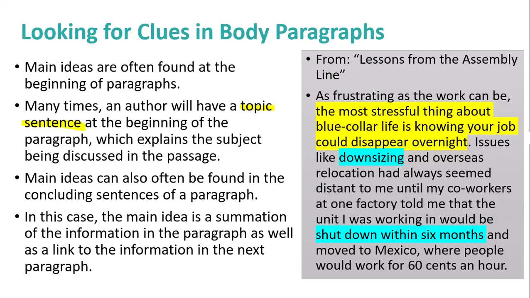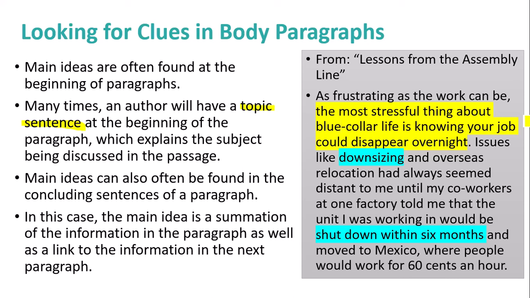So this is again from Lessons from the Assembly Line. "As frustrating as the work can be, the most stressful thing about blue-collar life is knowing your job could disappear overnight." And then I highlighted some details here. He talks about downsizing, overseas relocation, a factory that could be shut down in 6 months. So that's the main idea. The main idea is the stress of this type of work because the jobs could just go away. There's no job security. So I'll put it that way. The main idea here is a lack of job security.